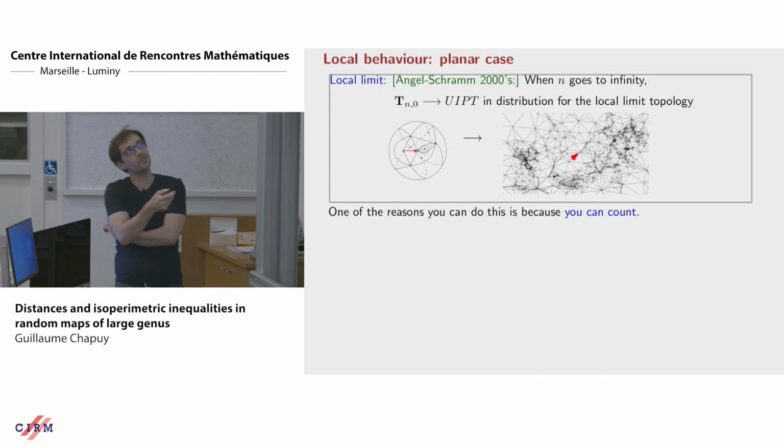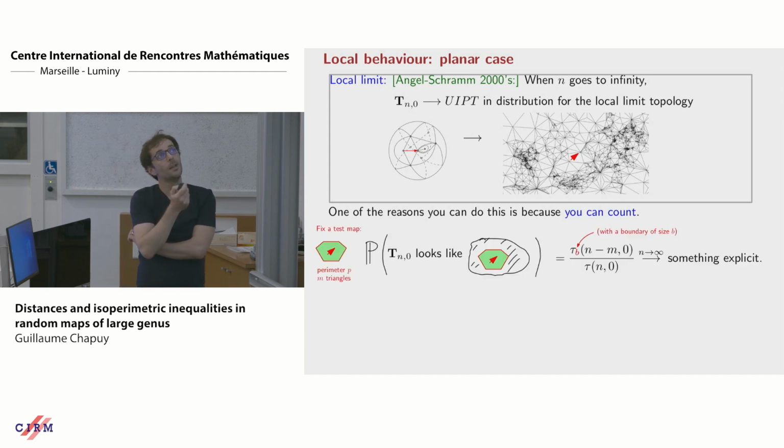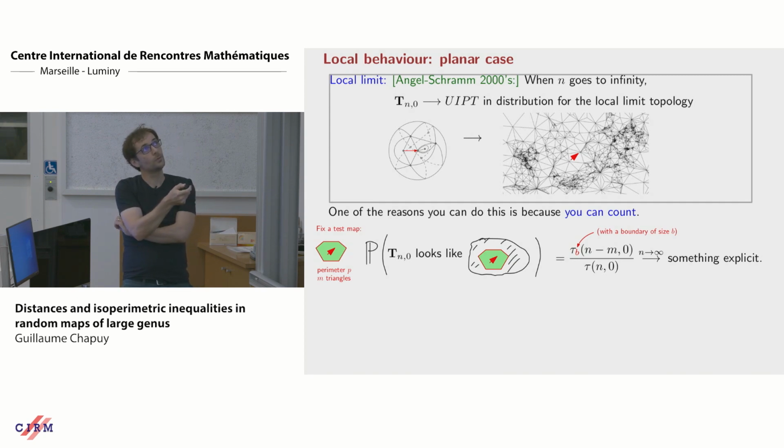So what is this convergence here? What does it mean that a finite triangulation converges to an infinite one? So what you are able to observe are finite neighborhoods of the root. So what you're allowed to do for this topology is to fix a test map. So you choose your favorite map, a finite map, maybe with m triangles and perimeter p, and you will look at the probability that your random triangulation looks like this. So in the neighborhood of the root, you have exactly a copy of this test map that you have chosen.